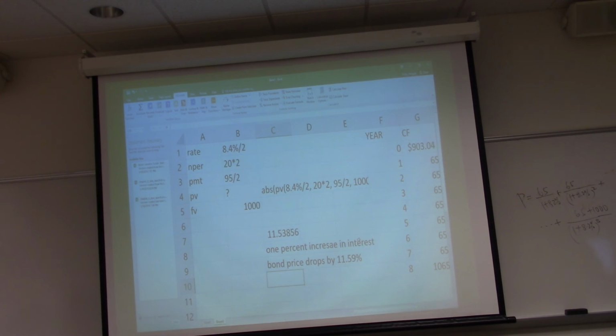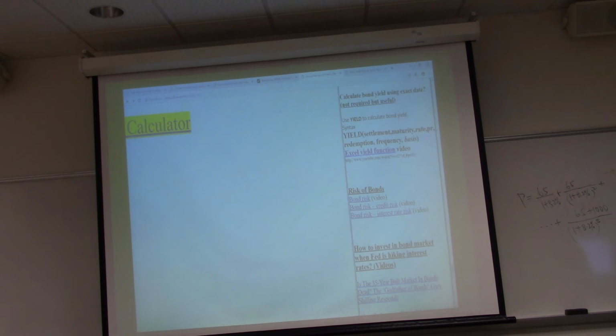So that's what this duration is. You could just lose close to 12% in a day, because the Fed decided to raise interest rates, and then your bond value will fall. The duration just tells how sensitive it is. Yeah, this is duration, it's a math equation. Find duration in Excel. Yeah, duration's math equation.